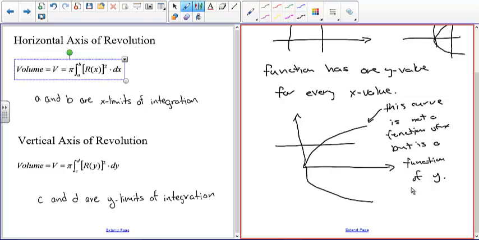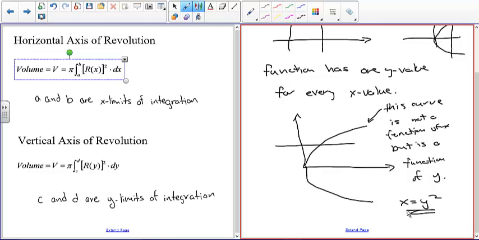And the function would be something like x equals y squared. So everything gets turned around. We're so used to thinking of y equals x squared, y equals something, as a function. But that's a function of x. But we can equally flip it the other way around and say x equals y squared, which is what this is. And this is a function of y.